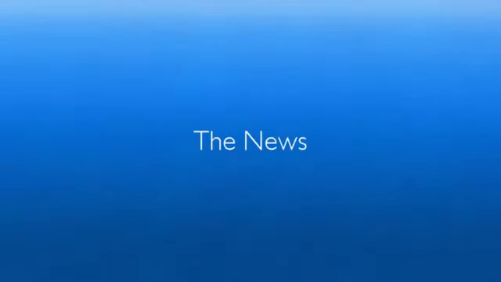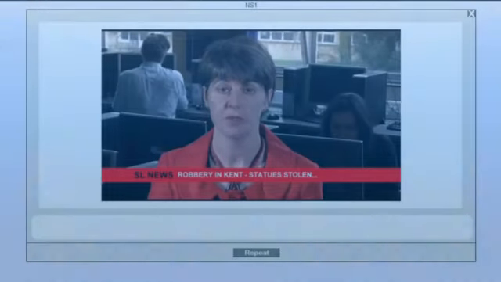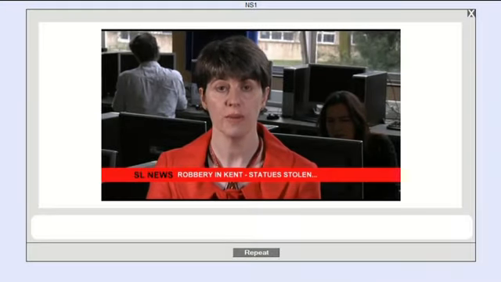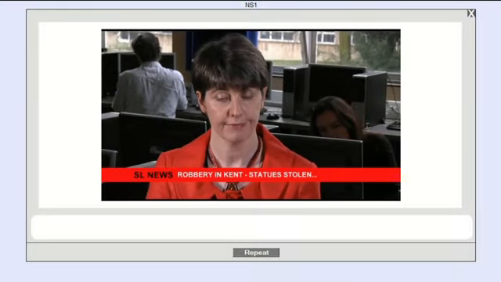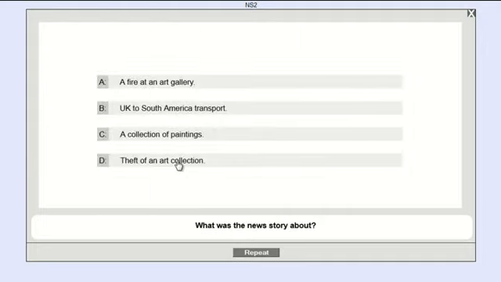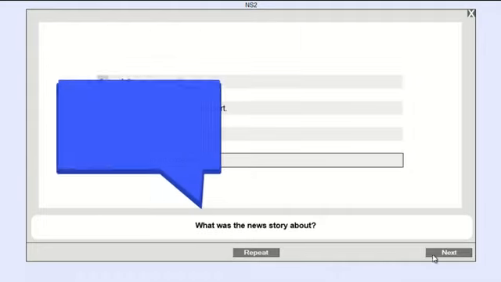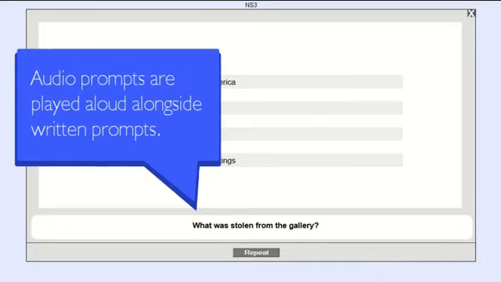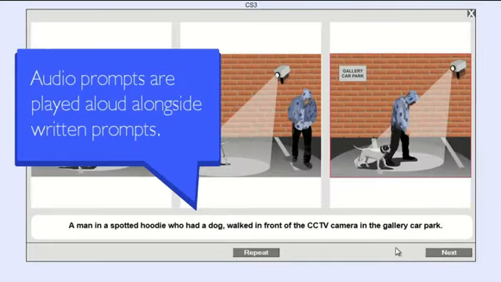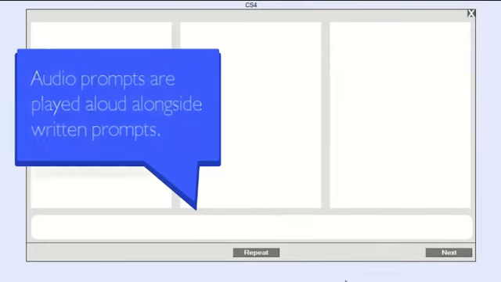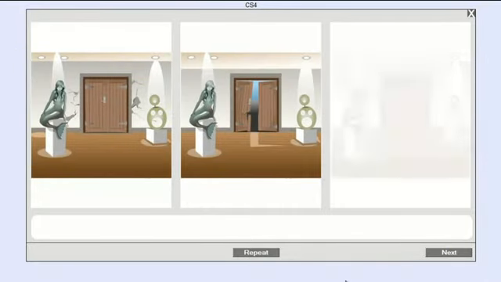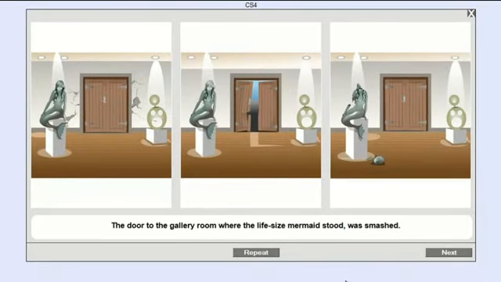The news. A video-based news broadcast about a crime is followed by multiple choice questions, which evaluate understanding of factual and inferential information. Following the news broadcast, pupils search for evidence at the crime scene in a picture selection task, designed to probe understanding of complex sentences.